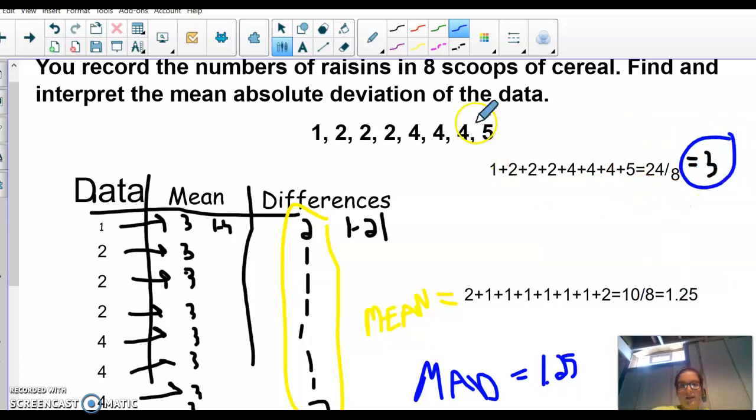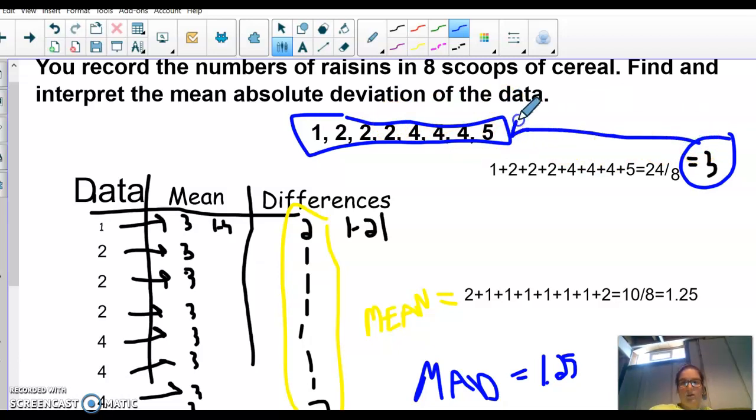So what it's saying is, all of these scoops of cereal, the first scoop contains 1 raisin, second scoop contains 2 raisins, third scoop contains 2 raisins, and so on, the average number of raisins is about 1.25 away from your average. So it's saying 2 is about 1.25 raisins away from your average of 3.